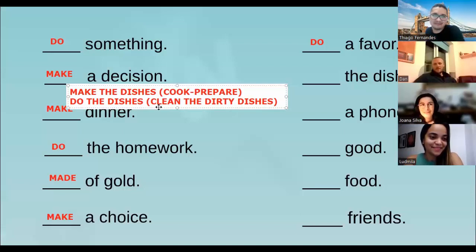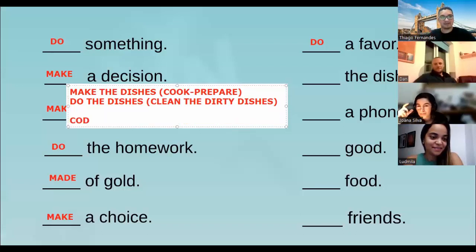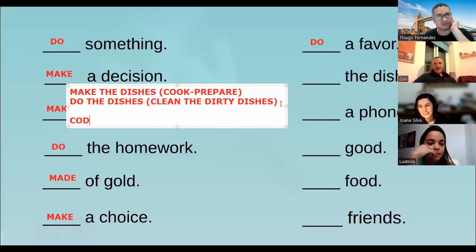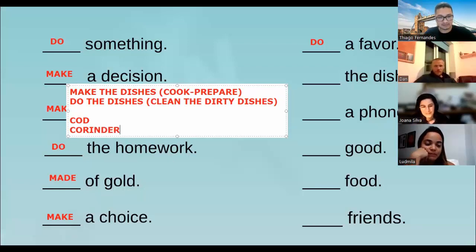Pastel is just like... Yes. Potato, bacalhau is a fish. No, bacalhau is cod. Cod. Ah, cod. Potato, and coentros. I don't know the word, coentro. It's an aromatic herb. Just a second, let me Google. It's like coriander. Is it coriander? I love coriander. Coriander in the potato.